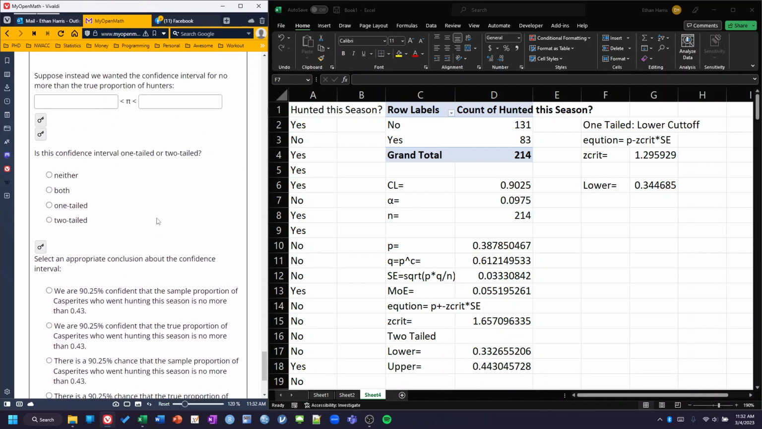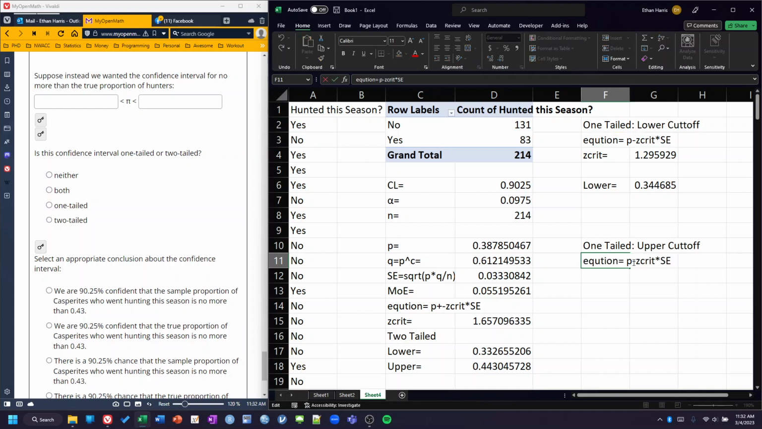Okay, last little bit here. We're almost there. So suppose instead we wanted the confidence interval for no more than the true proportion of hunters. So that would be a one-tailed upper cutoff. And it is essentially identical to this thing. We'll copy that. But instead of being plus or minus, we are going to use a plus.